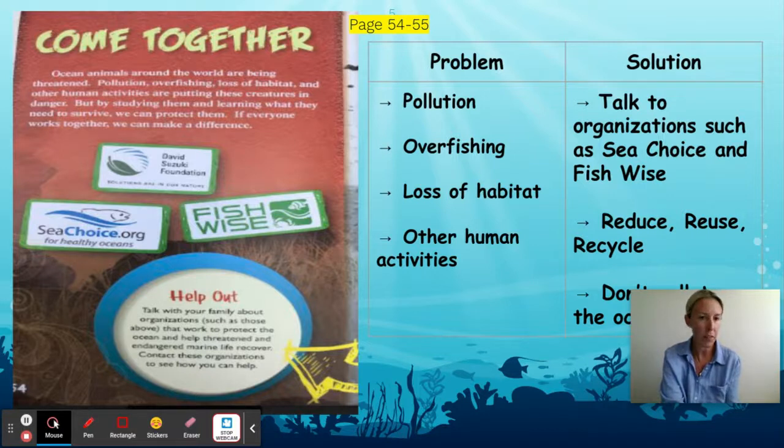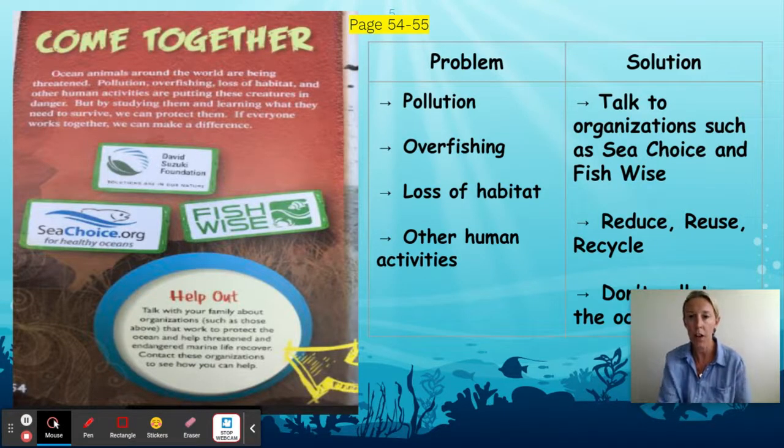And I see three different foundations there: David Suzuki Foundation, SeaChoice.org, and Fishwise. Talk with your family about organizations such as these above that work to protect the ocean and help threatened and endangered marine life recover. Contact these organizations to see how you can help.